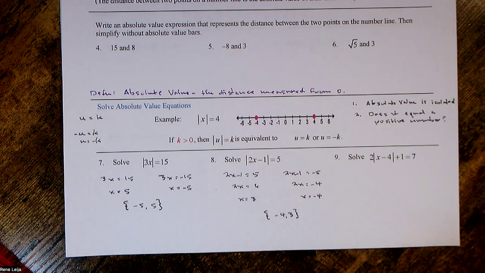Okay, so your two equations should have been 2x minus 1 equals 5 and 2x minus 1 equals negative 5. Then you solve them, and then you get these two solutions. Now, something that I did forget to tell you. Once you know that you have isolated your absolute value and it equals a positive number, when you split your two equations apart, that's when you drop the absolute value.